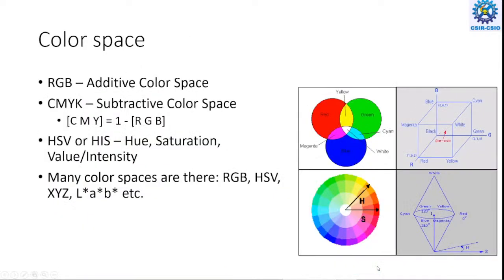As I said, RGB is basically an additive color space. Combining these different colors, we can get all the colors which we can perceive. Then CMYK is the subtractive color space. Basically, we can subtract RGB from one to get these channels. Then we have hue, saturation, intensity. Many times we also use LAB, XYZ, and other color spaces.